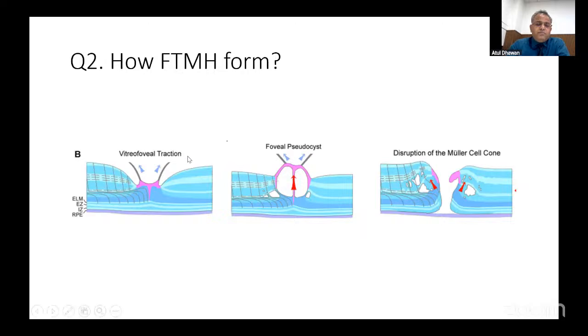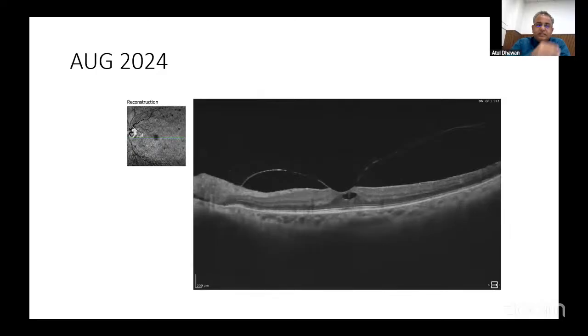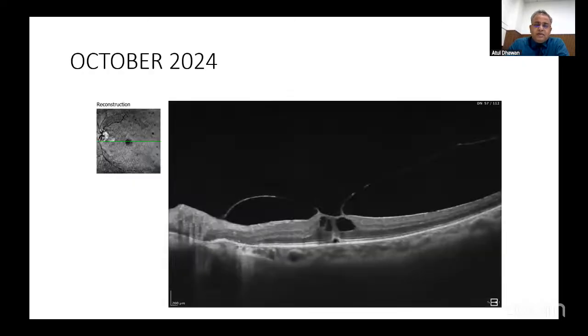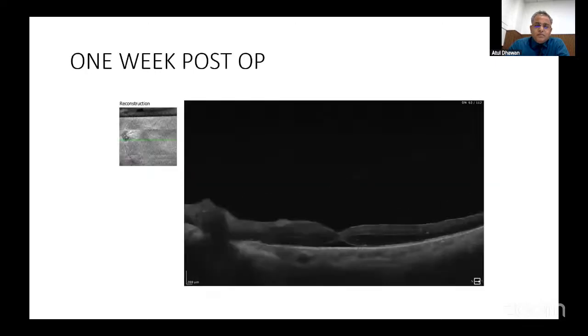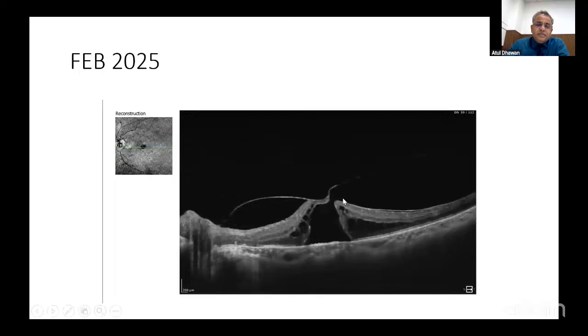How is the FTMH formed? Very simple. Because of the anomalous PVD, the vitreous is pulling the retina at the center. It forms the foveal pseudocyst, and later on, it causes the full thickness macular hole. In a real world scenario, this patient came to me in August 2024 with VMTS grade 2, 6/9 vision, and nothing was advised. Then in October, it increased to stage 1B macular hole. Then in November, full thickness macular hole. Then in February, the patient again came with a stage 2 macular hole. You can see the vitreous is still there and the full thickness macular hole is there.